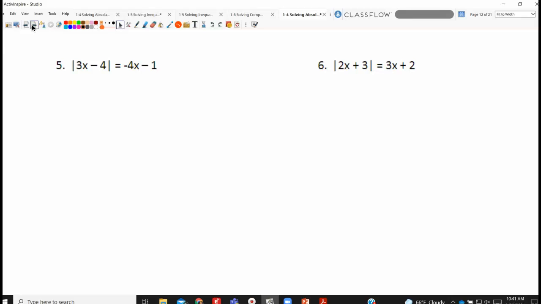Now, number 5 is different than the past examples. The absolute value is isolated. However, this time the absolute value is isolated but not equal to a number, but rather an equation. That does not change our process. We're still going to split to the positive and to the negative. The positive is always just the equation minus the absolute values.